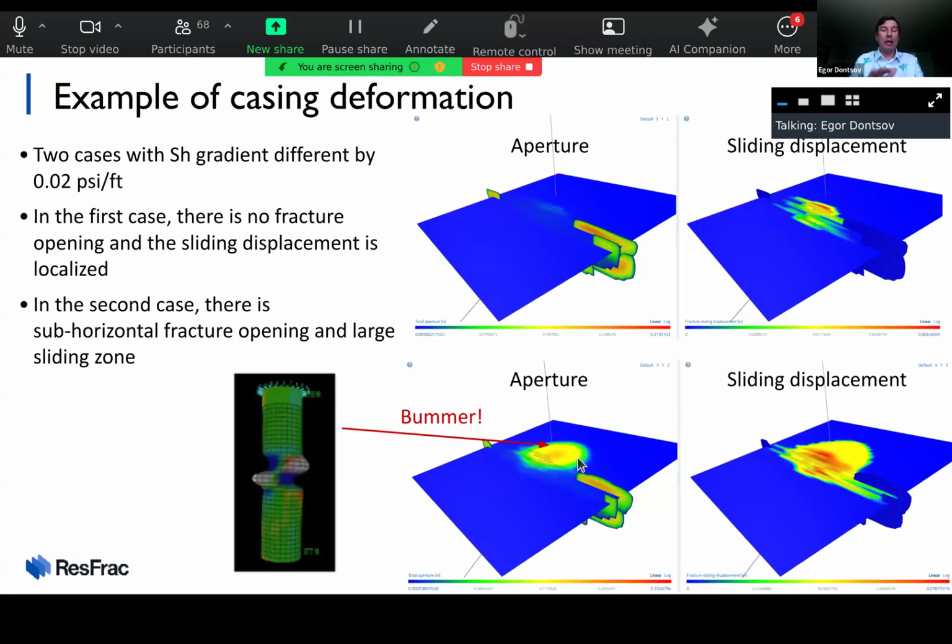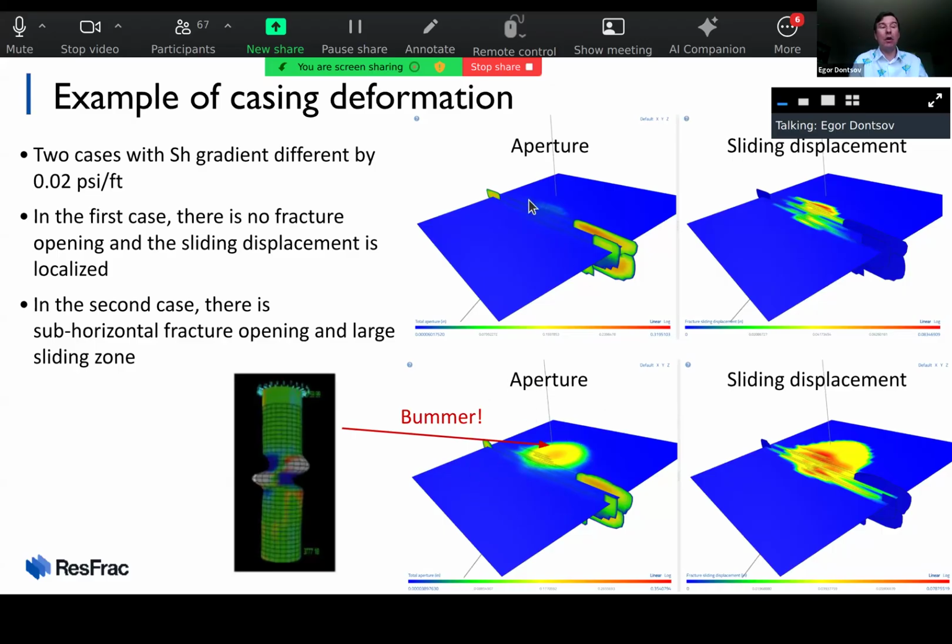And of course, as soon as you open it up, it cannot sustain any shear, and now it slides. But my point here: once you open it up, the hydraulic conductivity increases by orders of magnitude, even if you open up just 1 millimeter. And so suddenly now you can propagate much further.